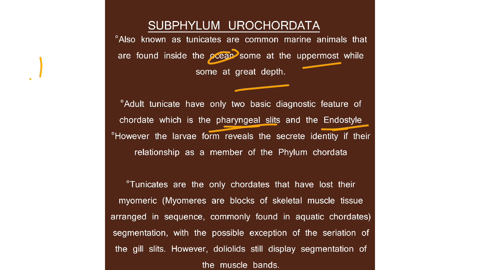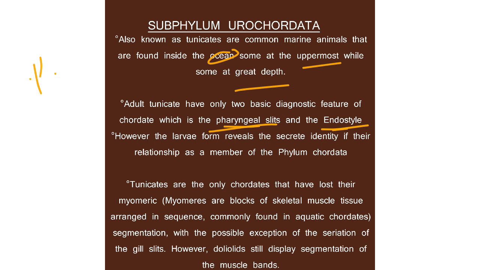Whenever you see uro, it means tail, and chorda means what? String. So they have their cord at the tail. Are you getting me now? So that is where we have the name urochordate. The notochord disappears from the whole body, then it is restricted towards the tail, while the tubular nerve cord will now fuse with the singular ganglion, which is the brain. So the nerve cord is going to fuse with the brain, and the notochord is going to be restricted towards the tail.